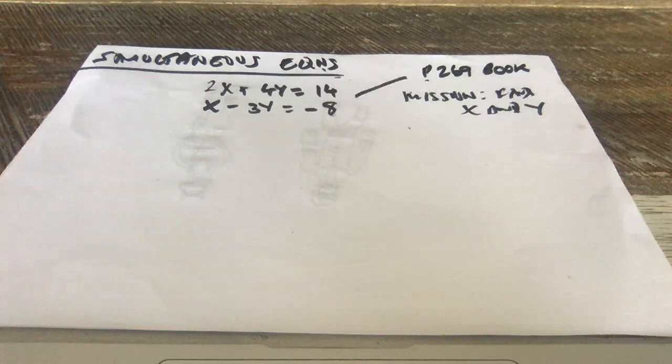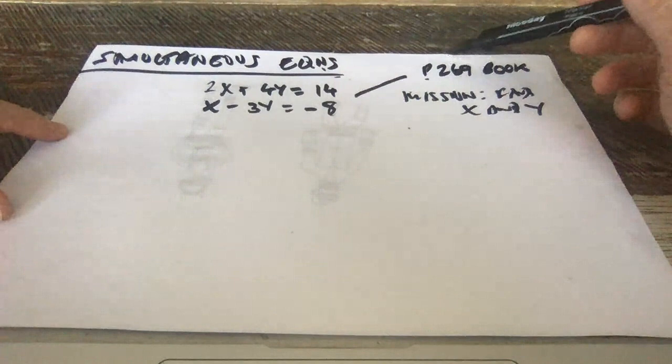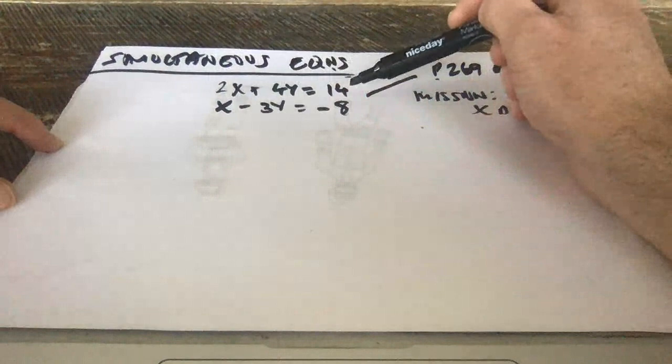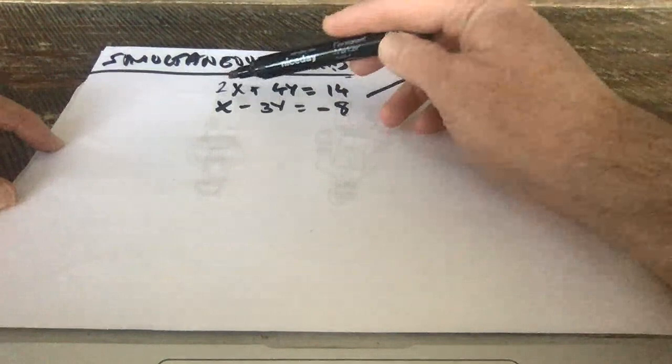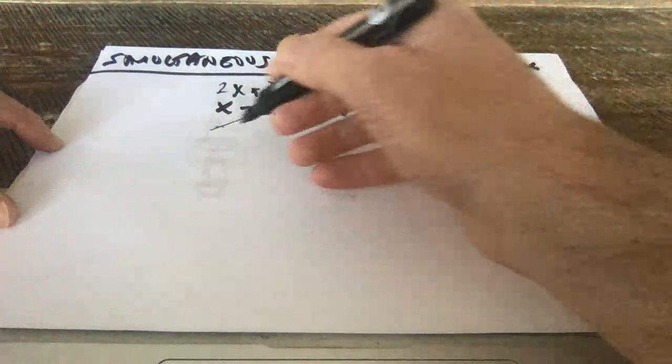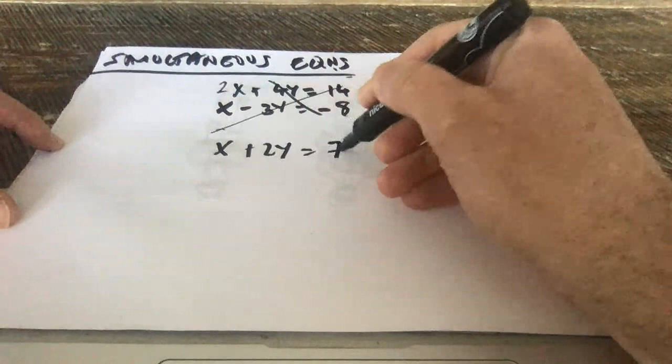Now, the first thing you notice here, folks, is that this is kind of a stupid question, really. If you look at the first equation, you've got 2x plus 4y is equal to 14. The first thing you can do is cancel. There's a 2 common in each of these terms. So really, you shouldn't be looking at this system of equations, which is fine. Let's make it simpler. It's x plus 2y is equal to 7, and x minus 3y is equal to minus 8.